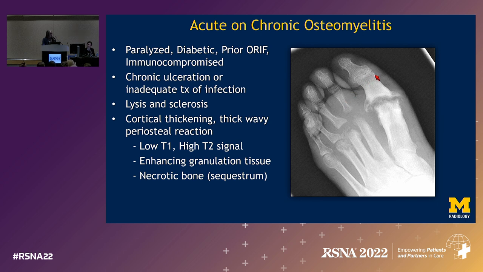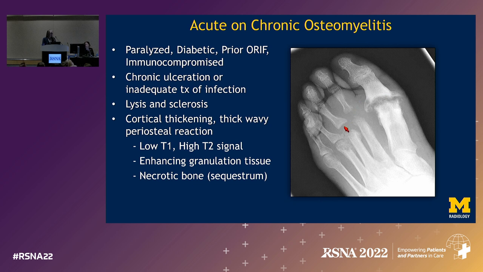This patient has both chronic and acute osteomyelitis in that the first ray is sclerotic and there's bony hypertrophy, but at the central aspect of the first MTP joint, we see erosion of bone. The metatarsal head is gone.